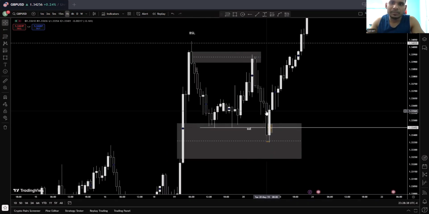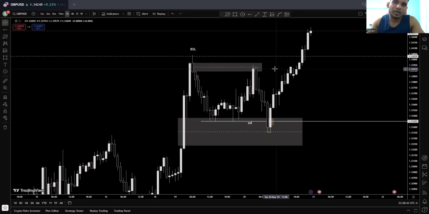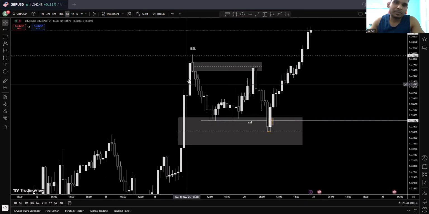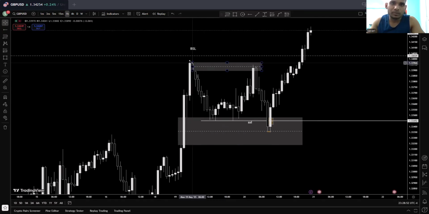There is no fair value gap inside this range, so my draw on liquidity is obviously going to be this high. And the thing is, this is a big bullish move, a beautiful bullish leg retracement, so the obvious target is going to be this. The price failed to take out this high. It just reversed exactly at this M3 fair value gap.